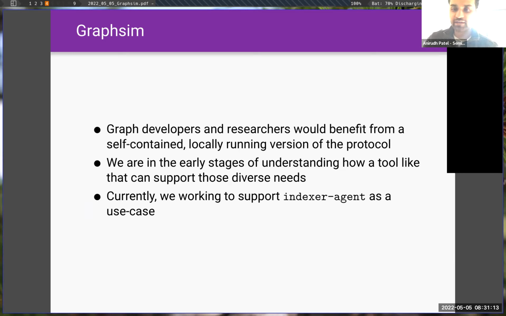And I think that's all for this deck. So were there any questions on that before I move on to the allocation tool?